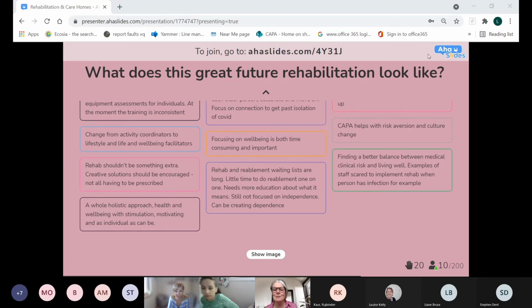Finding that better balance between medical and clinical risk and living well. And I think that's it. There were examples of staff scared to implement rehab when the person has an infection, for example. Again, can I do this? We heard a story of somebody suddenly being seen standing up, who people didn't think could stand. Now, is the immediate response to tell them to sit down, or do you look at that as potential and say, what can we do here?